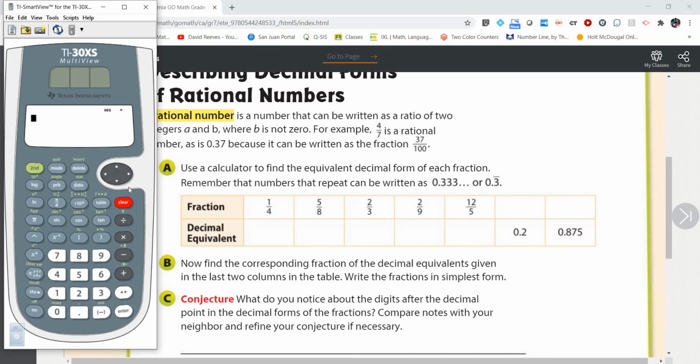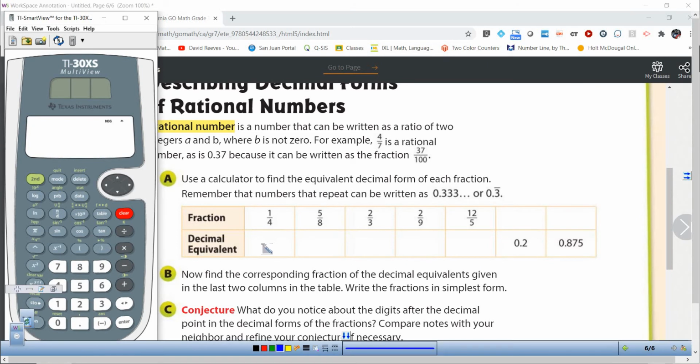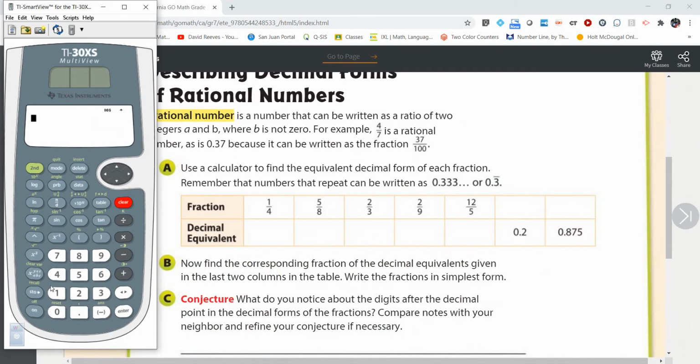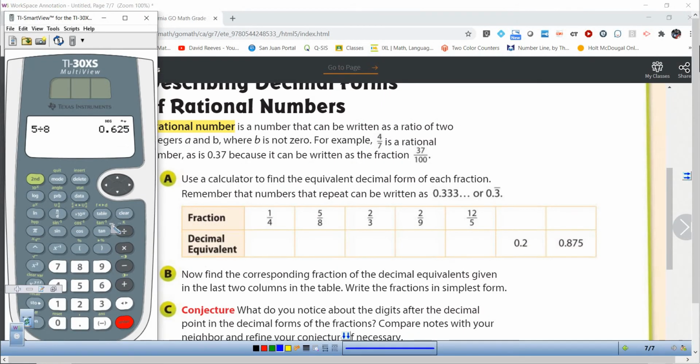So again, that's why I encourage you to make sure you have a calculator available for what we're doing. All right, so we already did 1/4. So 1/4 is 0.25. It's like 25 cents, right? Or 25%. All right, let's do 5 divided by 8. 5 divided by 8 is 0.625. All right, so let's go back to right here, and 5 divided by 8 was 0.625.